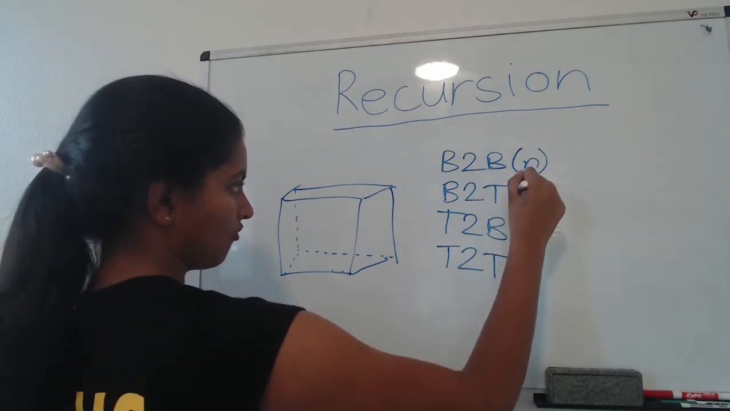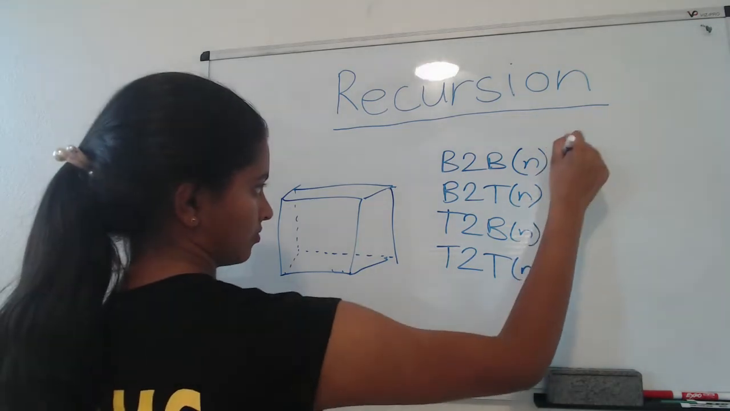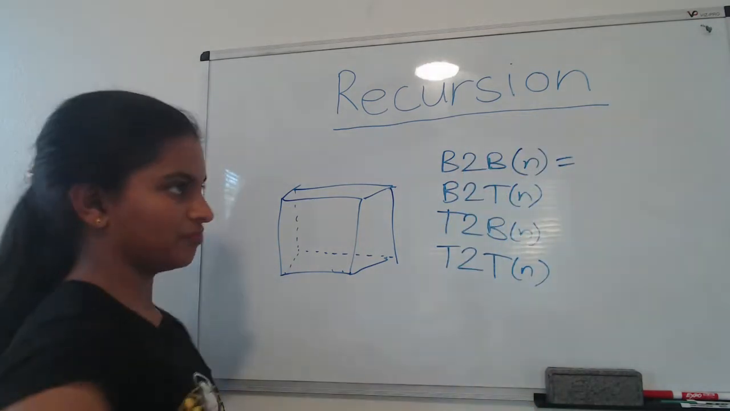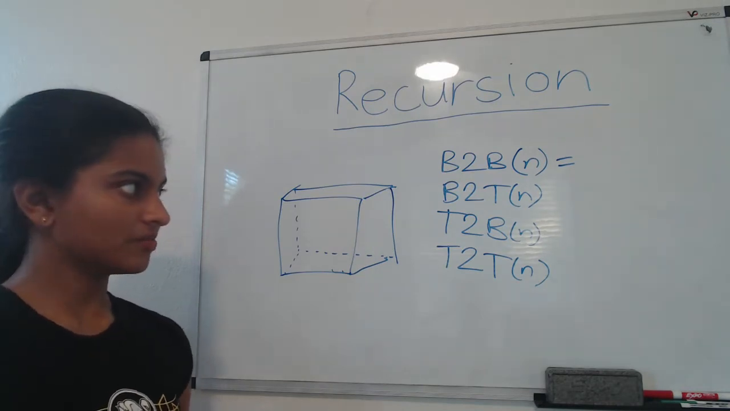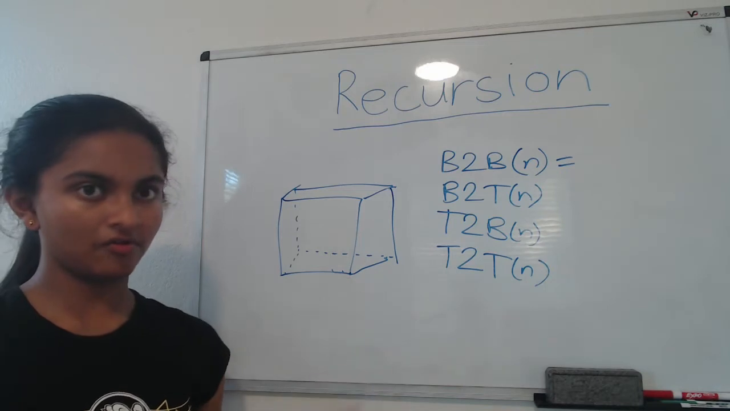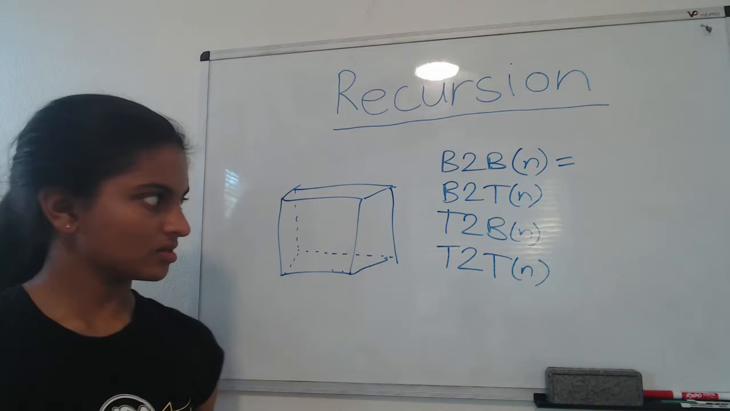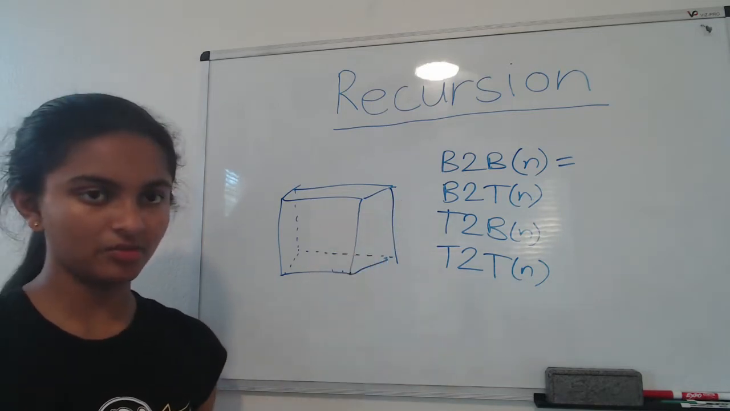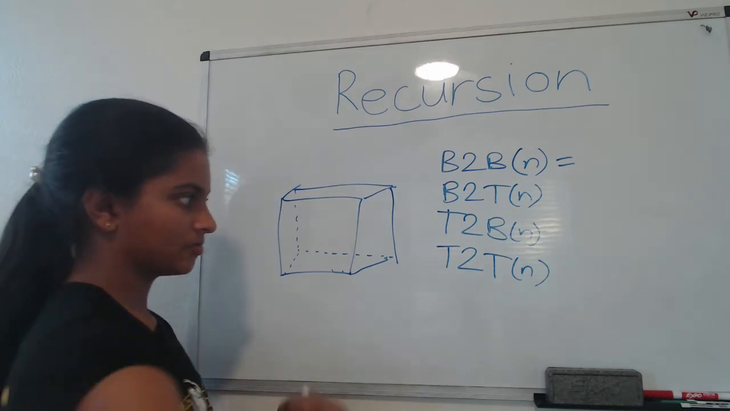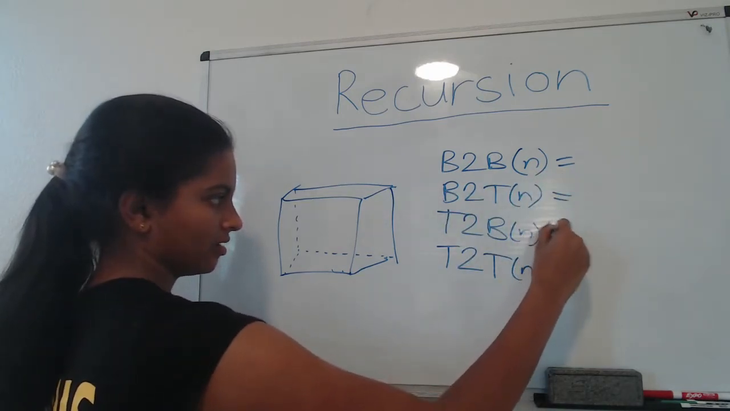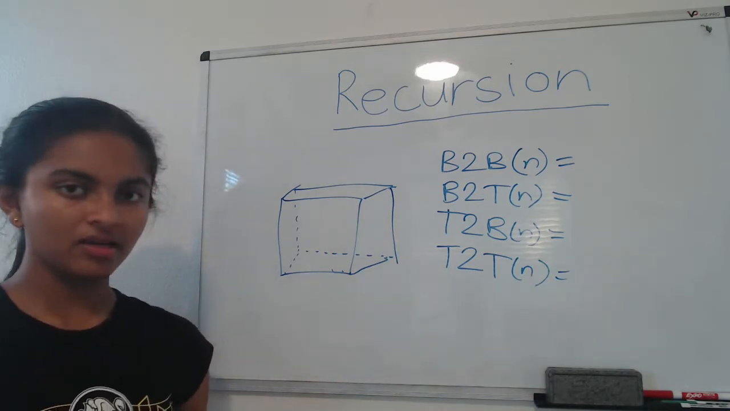Let's make these all functions of n, the number of moves. This is going to be the amount of B to B moves. This is going to be the probability of a B to B move when you have n moves. This is going to be the probability of a B to T move, the probability of a T to B move, the probability of a T to T move. Is this making sense so far? I really hope it's making sense.